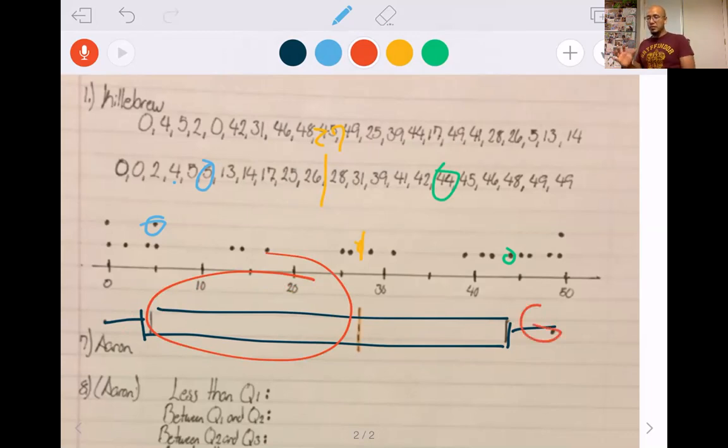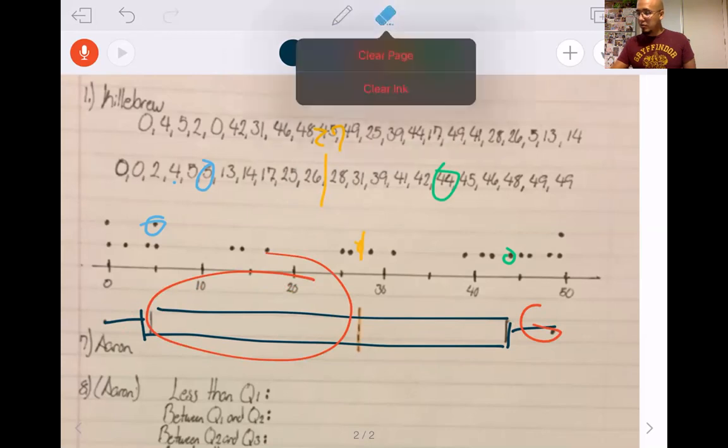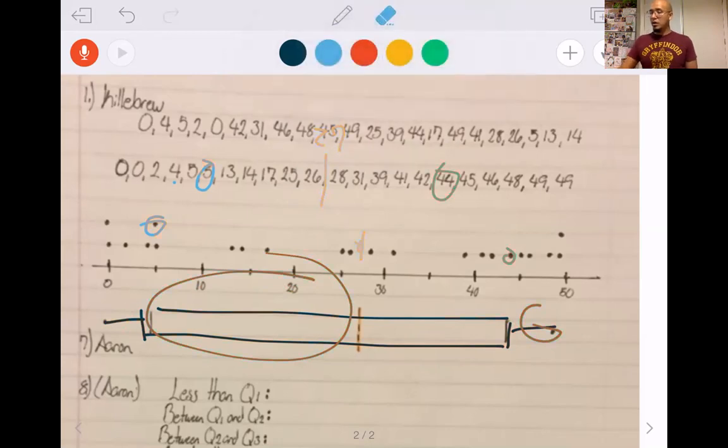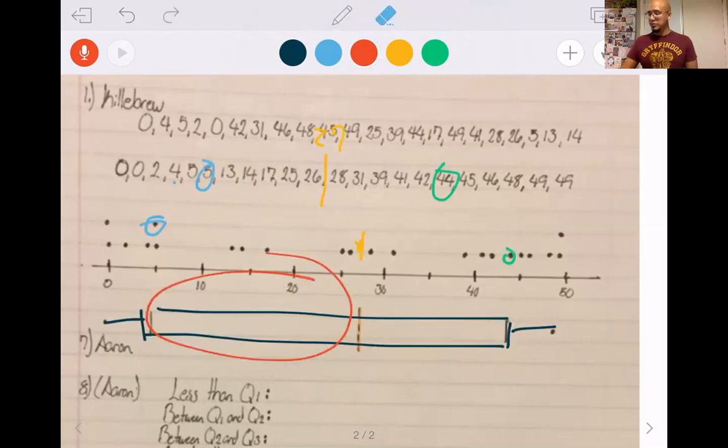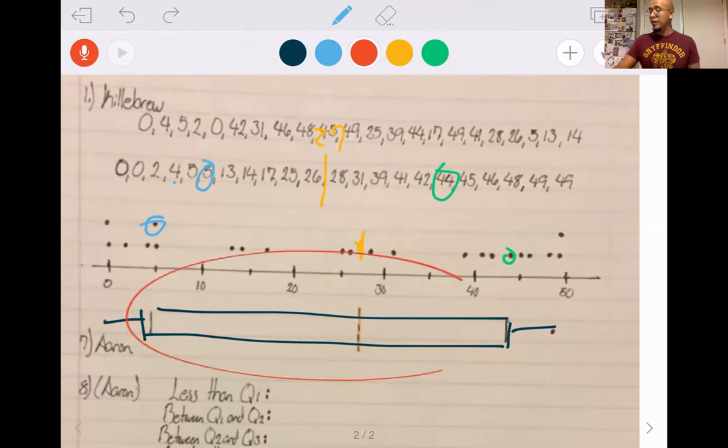They're closer together. And so what can we say? What can we conclude about Kilbrew as opposed to Aaron? We can conclude that there was a lot more variance in the number of home runs that he hit each year than there was for Aaron. Aaron's were a lot closer together. I'm trying to see if there's anything else that I'm missing. I feel like that's pretty much it. Let me look at the next questions, number 13, 14.